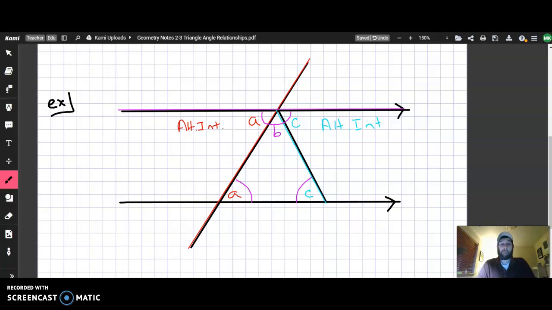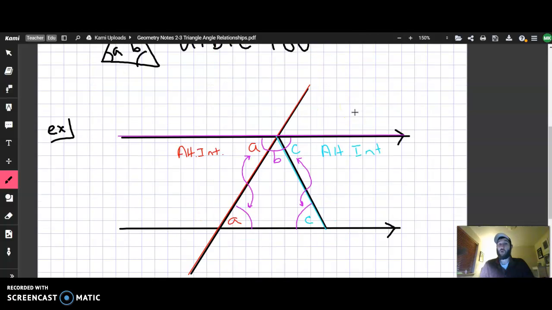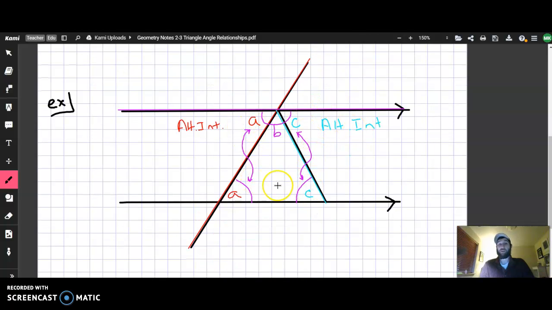I'll say that one more time. Because alternate interior angles are congruent, triangles add up to 180 degrees. Isn't that cool? Because of our alternate interior angles, we know that a triangle adds up to 180 degrees. So that's the what and the why. The what is our triangle sum theorem. Angles add up to 180 degrees. Why? Because of our angle relationships.